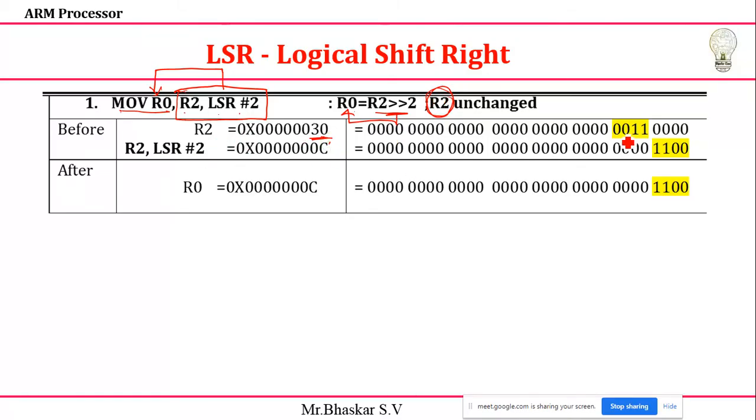Now R2 I'll take as 30. 3 means I use 0011. Previously these two bits are shifted here. Now it's shifted to the right side. So if it is shifted, it becomes 1110. Previously here it is C0, now it is 0C. That is the difference. Now 1110 means it is C. So next you can read, I'll get 0C. So after shifting by 2 bits, the result we are storing in the R0 register. The R0 register has the value 0C. Clear about this?